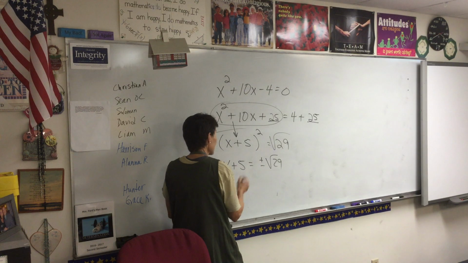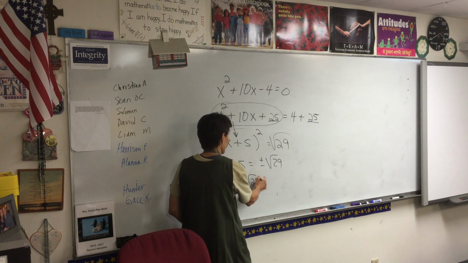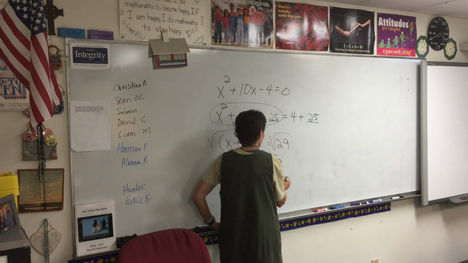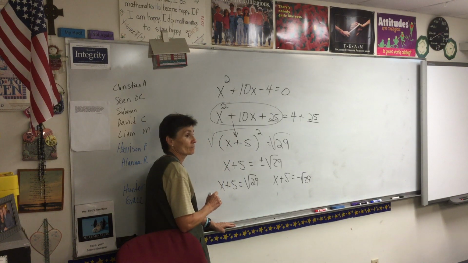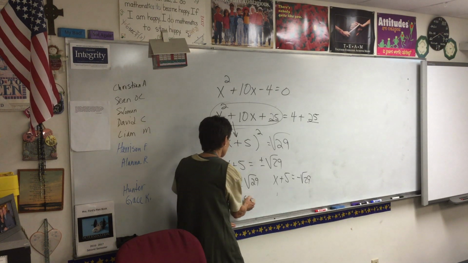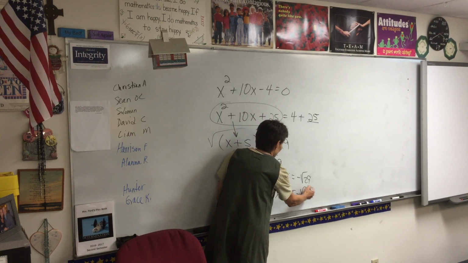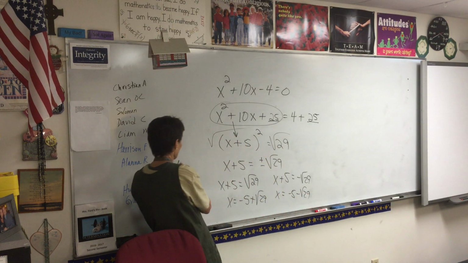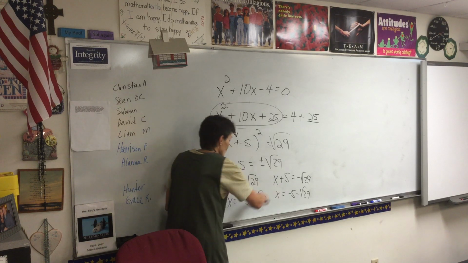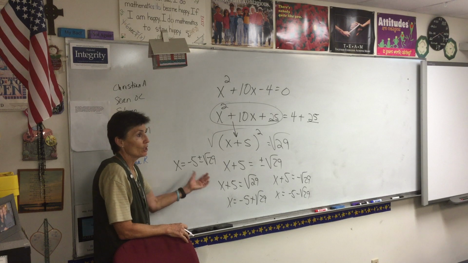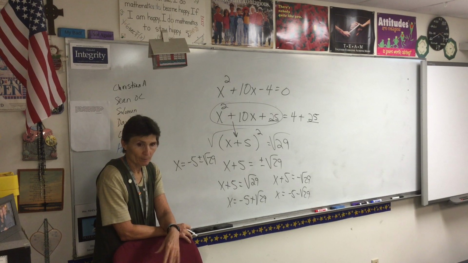And then that's actually 2 equations. X plus 5 equals positive root 29, and x plus 5 equals negative root 29. So you can write it as 2 separate answers, or this kind you can actually write together if you choose. So either those 2 separately or this together would be the answer. We talked about that a little bit the other day.